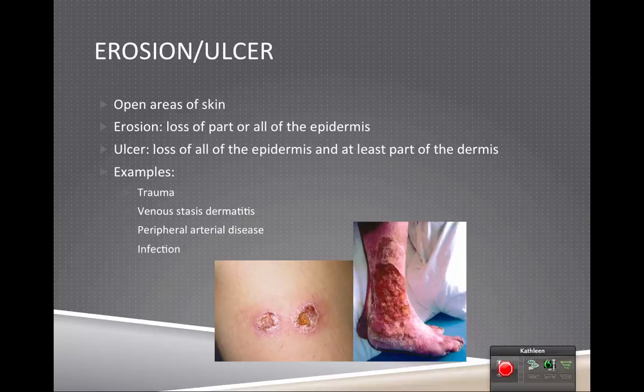Erosion, also open areas of skin. Erosion, loss of part or all of the epidermis. Ulcer, loss of all of the epidermis and at least part of the dermis. Examples are trauma, venous stasis dermatitis, peripheral artery disease, and infection. You can see here, this is an erosion on this first slide, and then this is chronic venous stasis dermatitis.